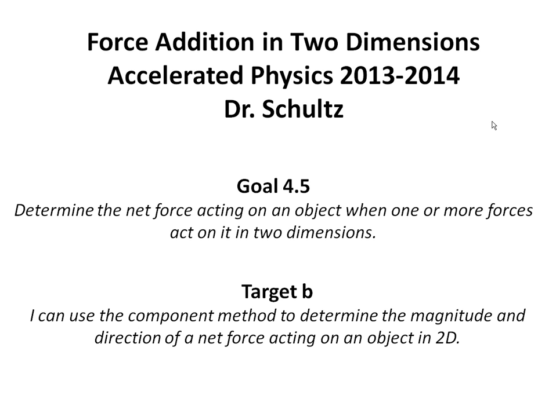So the goals that we're going to cover in this lesson are goal 4.5, which is to determine the net force acting on an object when one or more forces act on it in 2 dimensions. And specifically, we're going to be looking at target B, which is to use the component method to determine the magnitude and direction of a net force acting on an object in 2D.